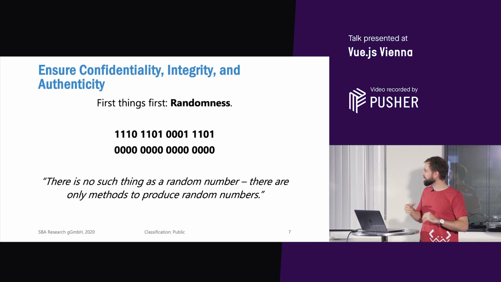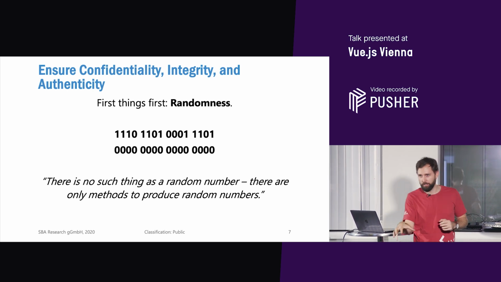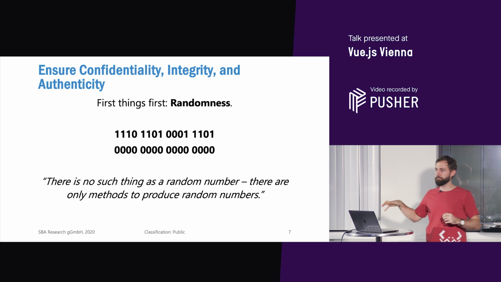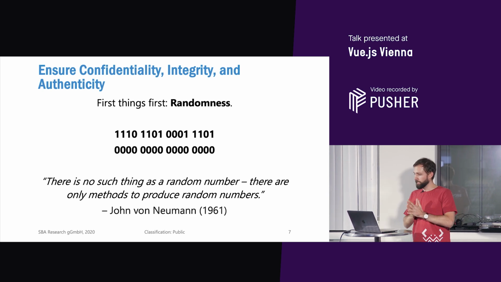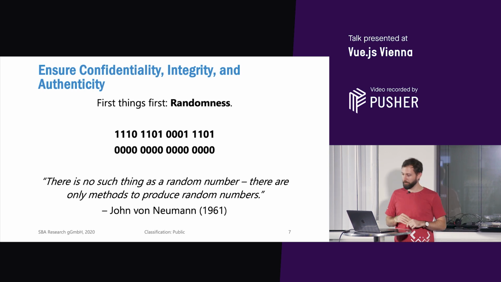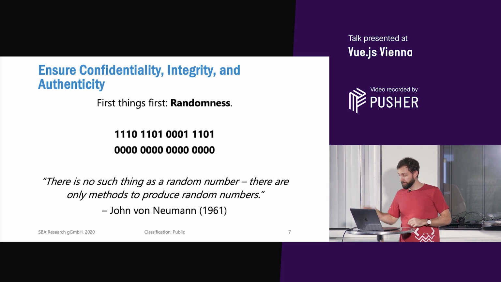Now, the important thing is there is no such thing as a random number. There are only ways to generate random numbers. A guy called John von Neumann said that in 1961, so pretty long time ago. A Hungarian-American mathematician, who was dealing with those things.